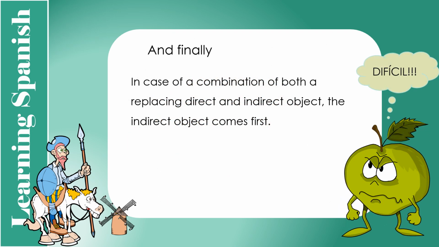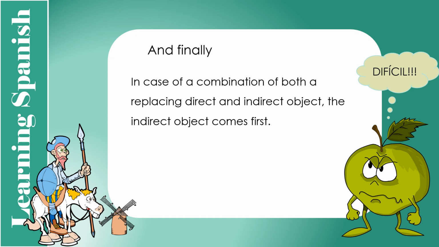Now, I just told you in the previous slide that the pronoun replacing the indirect object comes right before the verb. However, I say exactly the same in the video about the pronoun replacing the direct object. And they cannot both come directly before the verb. One has to come before the other. So in case there are both an indirect object and a direct object in the sentence, then the indirect object comes first, then the direct object, and then the verb.